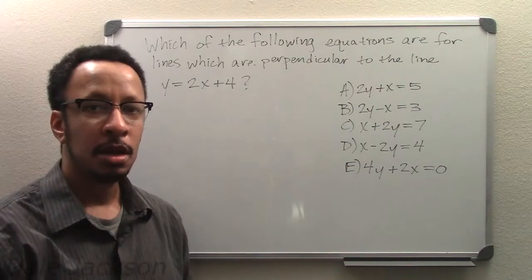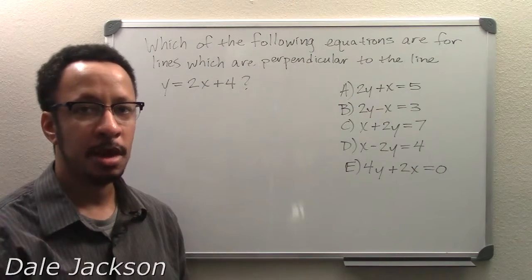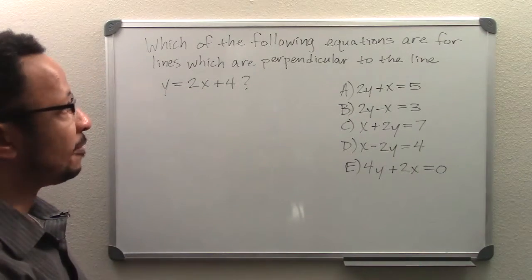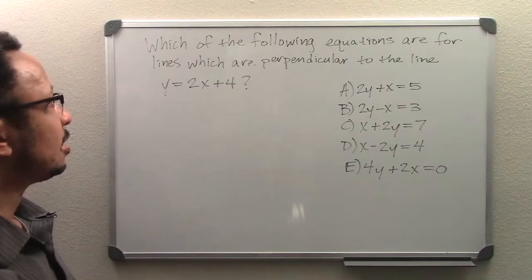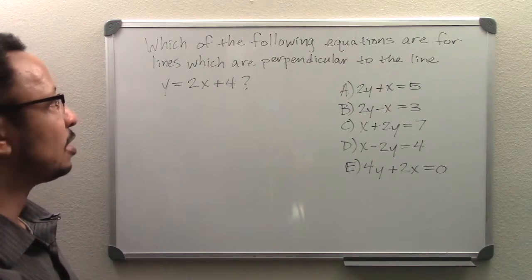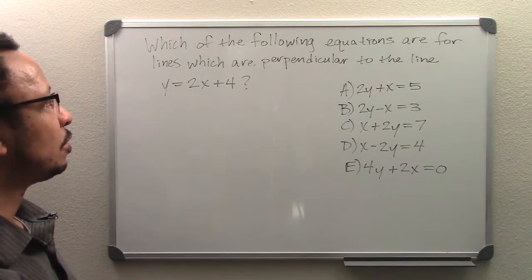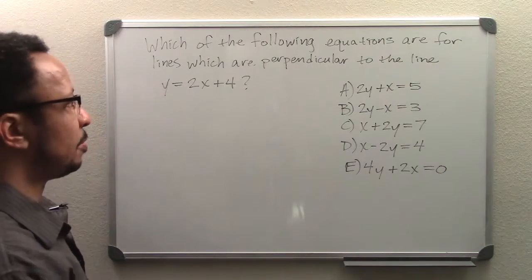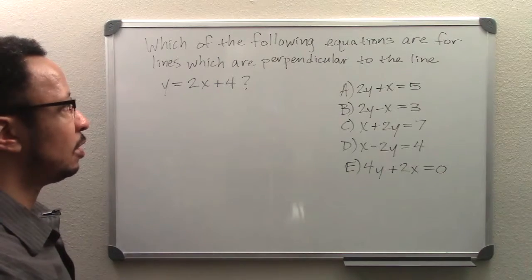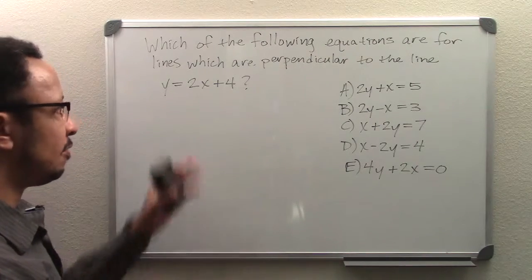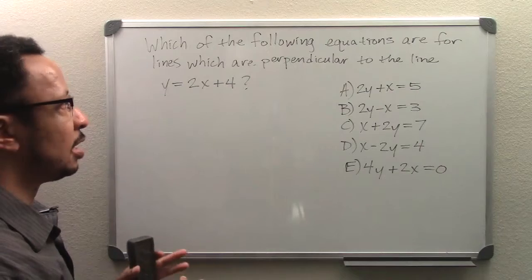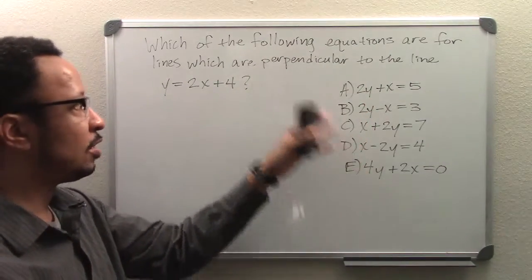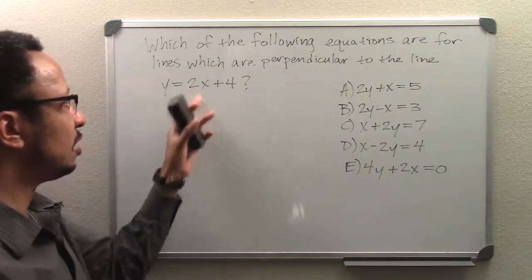Hello everyone. In this video I'm going to be talking with you about a math problem. The math problem question states, which of the following equations are for lines which are perpendicular to the line y equals 2x plus 4? In order to do this problem, we have to understand the slope of this equation. What we're seeking to find are equations that are perpendicular to this line.